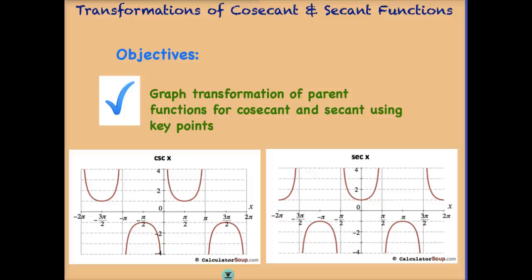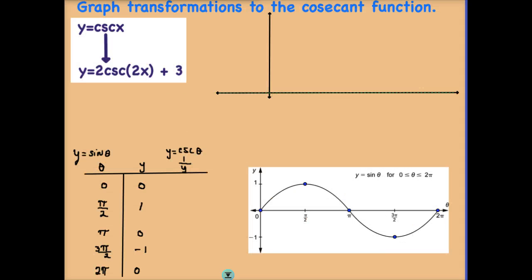For today's lesson, we are going to be learning how to graph transformations of cosecant and secant functions. Down here, we have an example of a cosecant and secant function. They look a little bit confusing, but you will find that through the help of the sine and cosine function, these are actually very easy to graph. Let's go ahead and start off with our first function, the cosecant function.